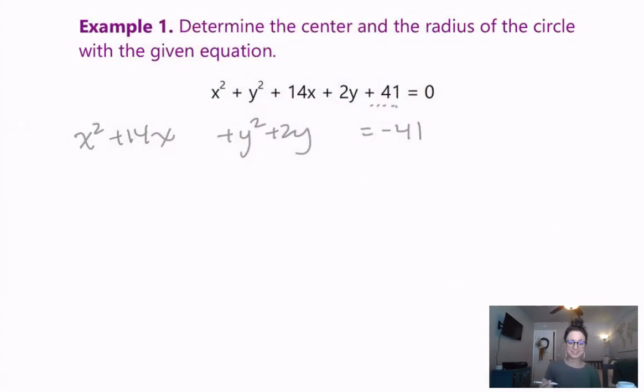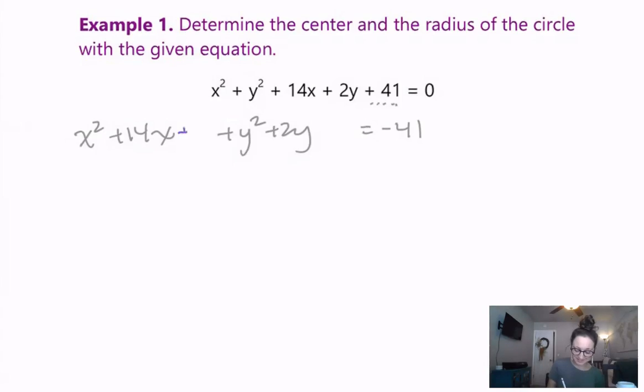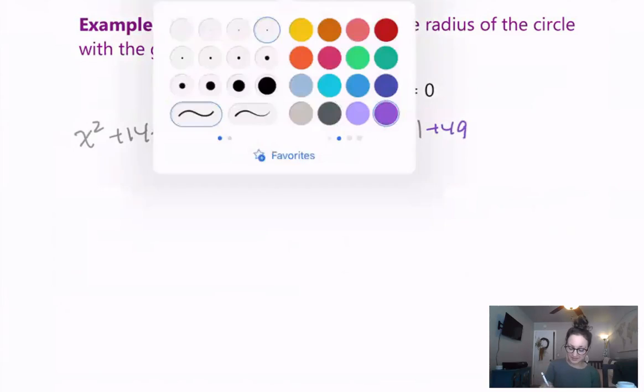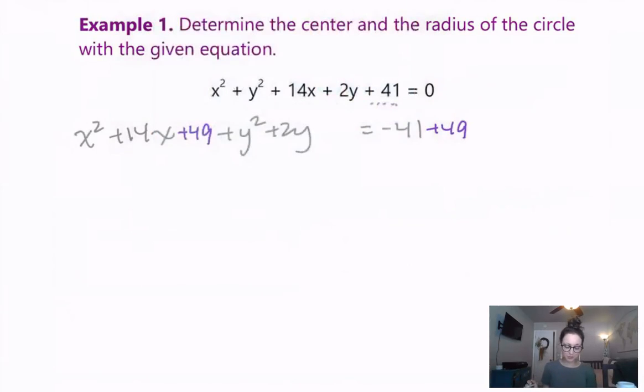So what would you like to add right here to complete the square? 49, right? Half of 14 is 7, 7 squared is 49. But what I do to one side, I've got to do to the other side. And then let's do the same thing for the y's. So what do you want to add here to complete the square for the y's? 1. Yeah, half of 2 is 1, 1 squared is 1. And what I do to one side, I've got to do to the other, okay?